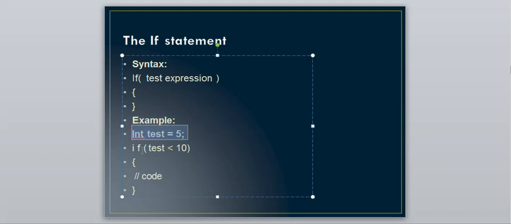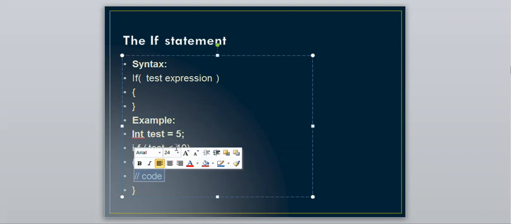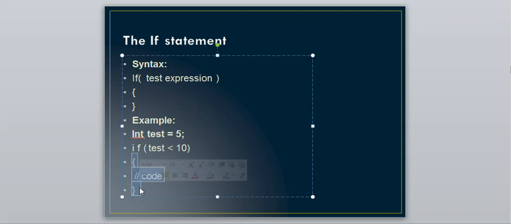Again, we are testing that variable in our if statement. If this test variable contains a value less than 10, then execute the code inside the body of if. If the value of test is greater than 10, then the statements inside the body of if will not execute. The body of the if is only executed when this expression is true. If this expression is false, the body of if is not executed. Hope you are getting my point.